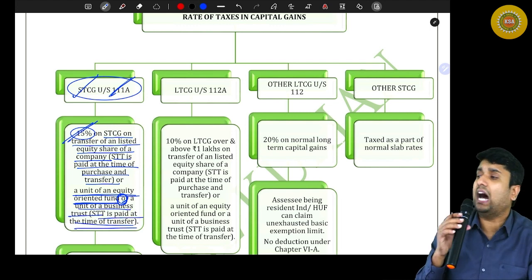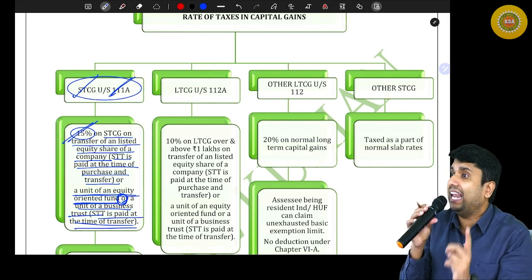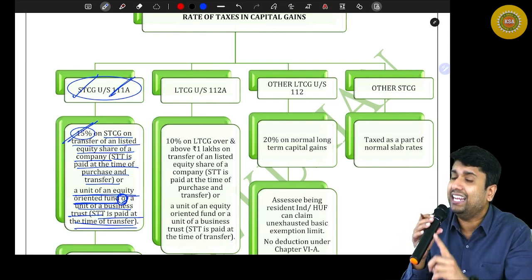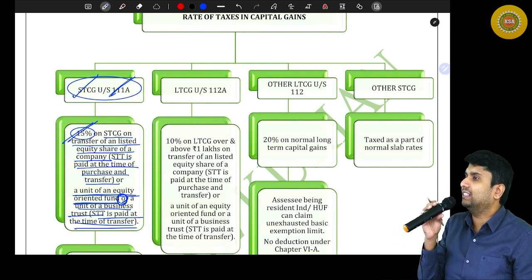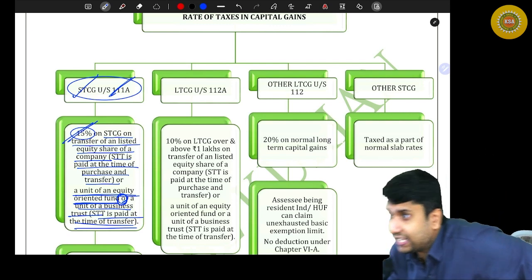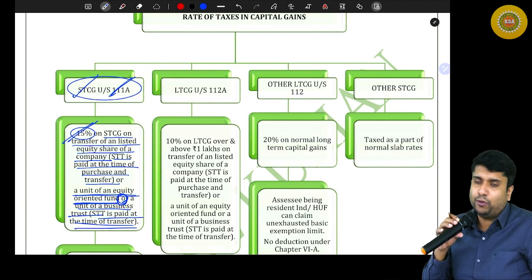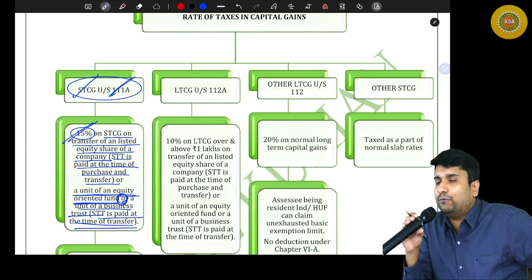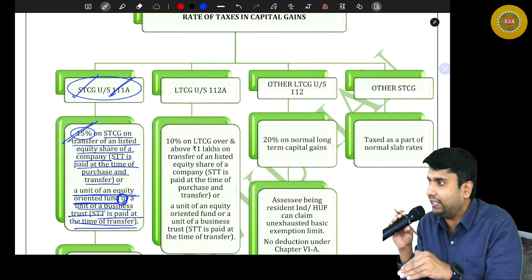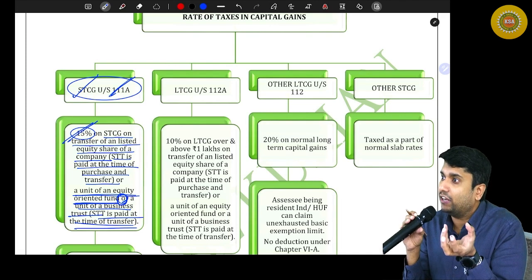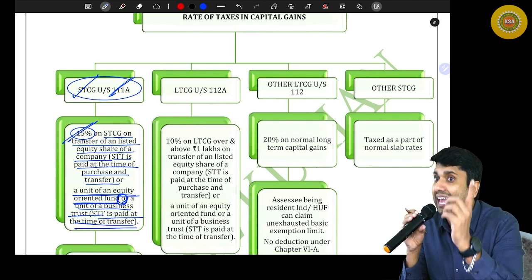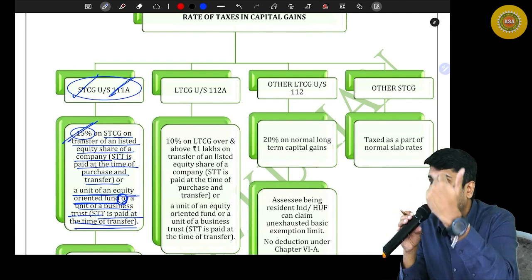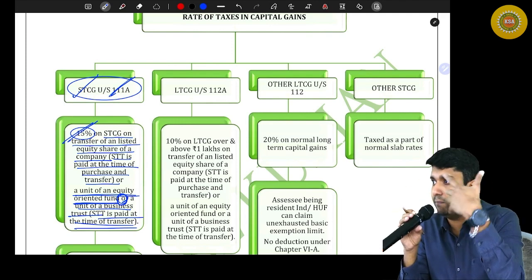Business trust means REIT, Real Estate Investment Trust, and InvIT, Infrastructure Investment Trust in India. Two things are normally considered as business trusts in India, REIT and InvIT. Similar to a mutual fund, how a REIT works is that you can invest in a REIT. The REIT will make use of your investment to generate profit from real estate. They will generate rental income, transfer income, development income, etc.